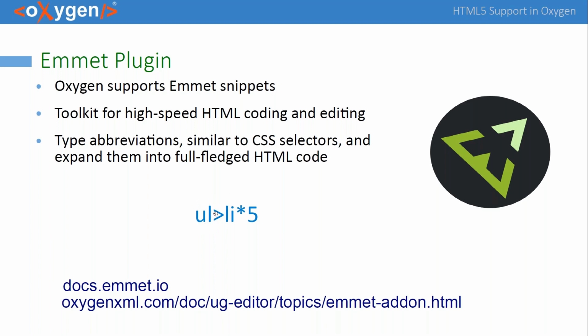Here you type UL greater than li5, and this means that you create a list, an unordered list with 5 list items, and you can combine different selectors and create the content dynamically. I will show you some examples. There is also documentation available on the Emmet website, and you also find some information on our website. This is provided as an add-on, but it's automatically installed when you first invoke the action in the editor.